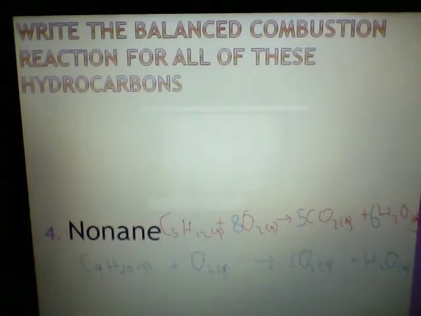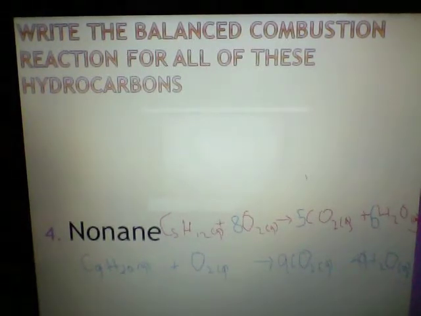Here we go. Balance for the number of C's. We have 9 on that side, so we need 9 on this side. Number of H's, we've got 20, so we need 10. And number of O's, 2 times 9 plus 10 is 28. So half of 28 is 14. Done.